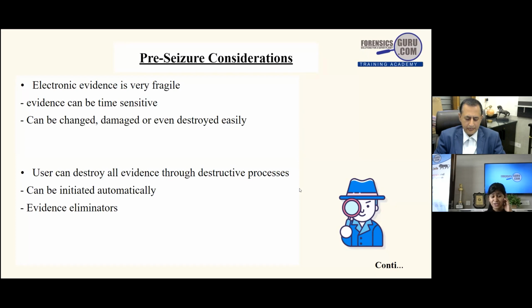Again, there are some evidence eliminator programs, or some malware, that can be used by the criminal. Let me tell you a quick story. There was a crime scene or incident location, a case related to identity. There was a cyber cafe, actually. In that cyber cafe, where fraudulent identity documents were being generated, many people used to buy forged identity cards.